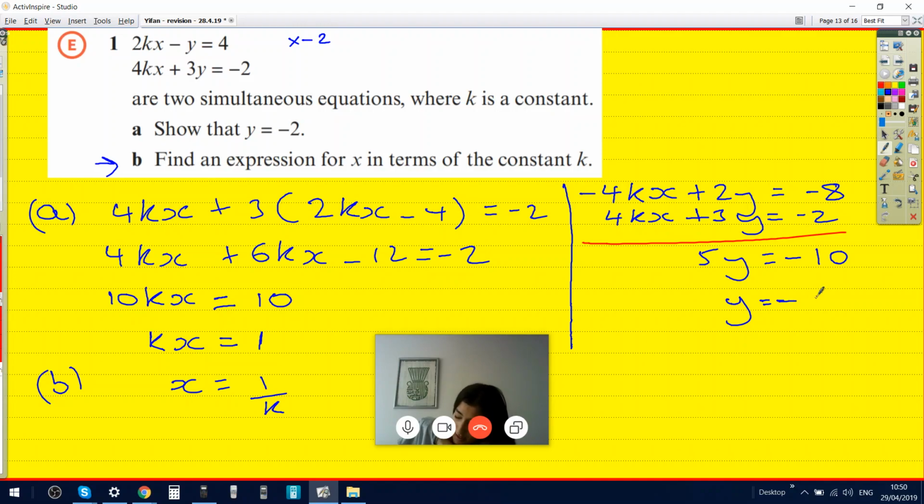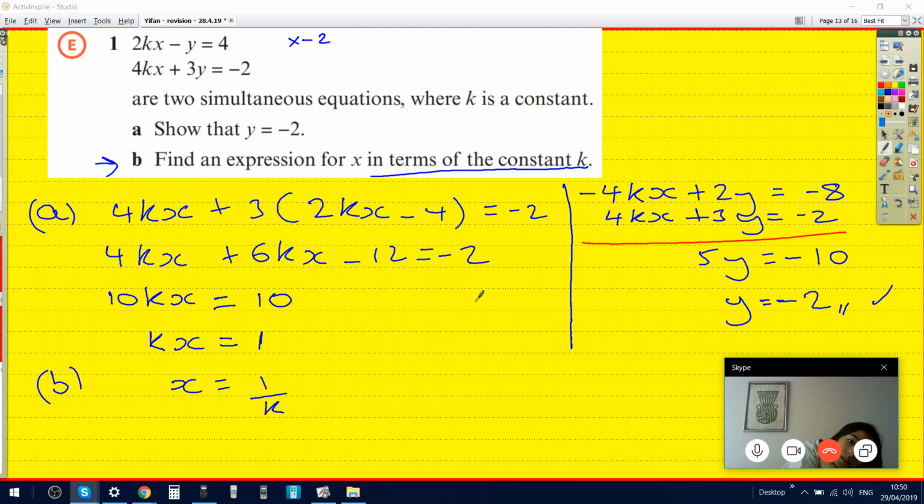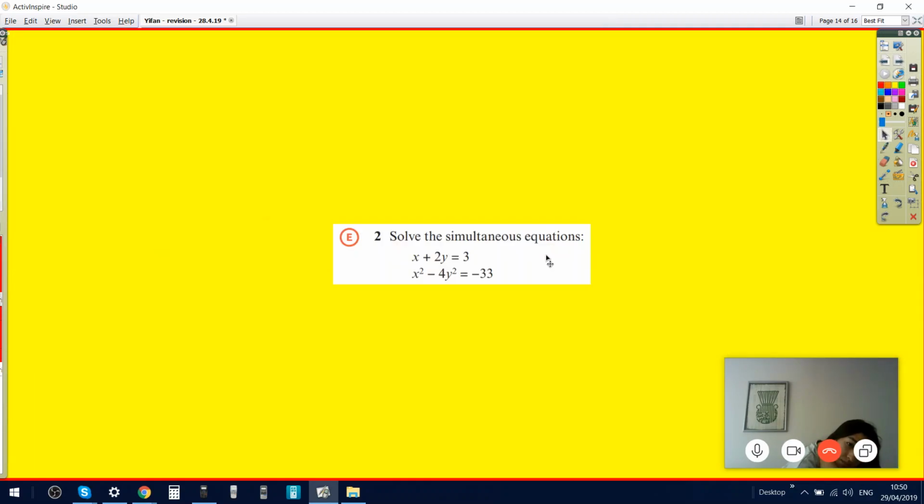We still didn't work out what k was. Y equals minus 2. Yes, full marks. Part B says find an expression for x in terms of k. So you literally can't figure out what number x is. You can just write an expression for x in terms of k. So it's 1 over k. Okay. Any questions here? Nope. I think you're good.